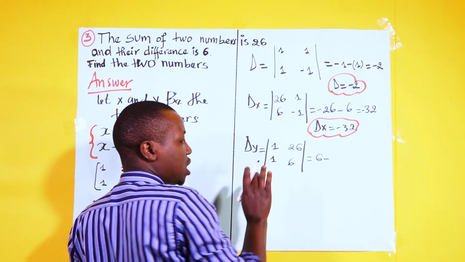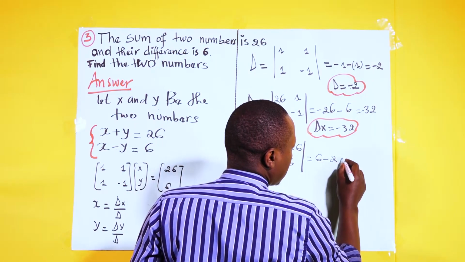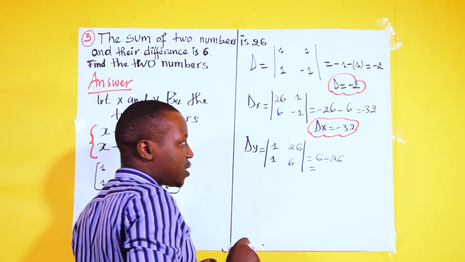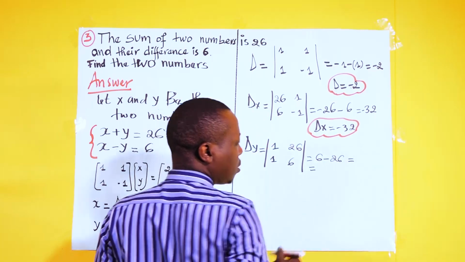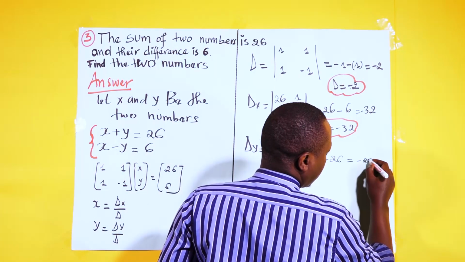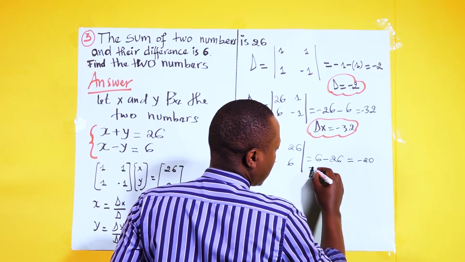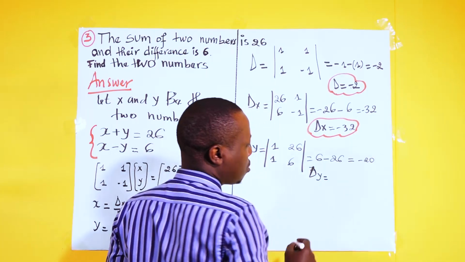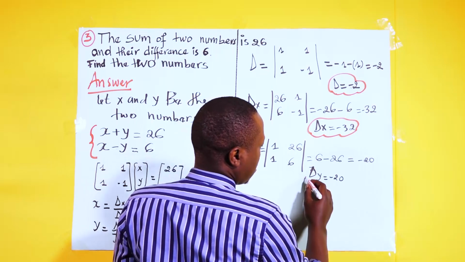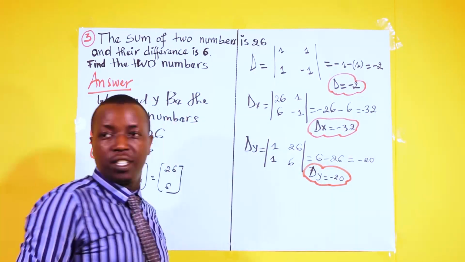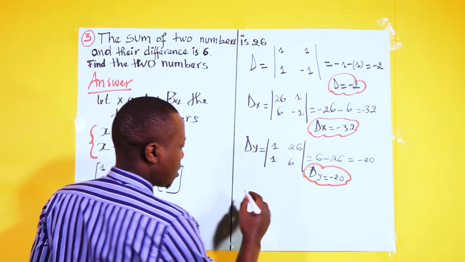So remember, in the multiplication, multiplying this way, this gives us 6. Minus, the formula is minus, the product of this and this gives us 26. So the answer here will be negative 20. Alright. And then determinant for y here equals to negative 20. Isn't it, class?